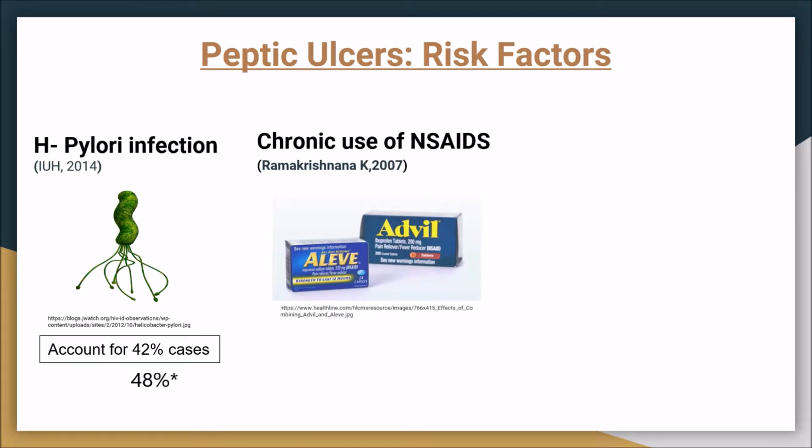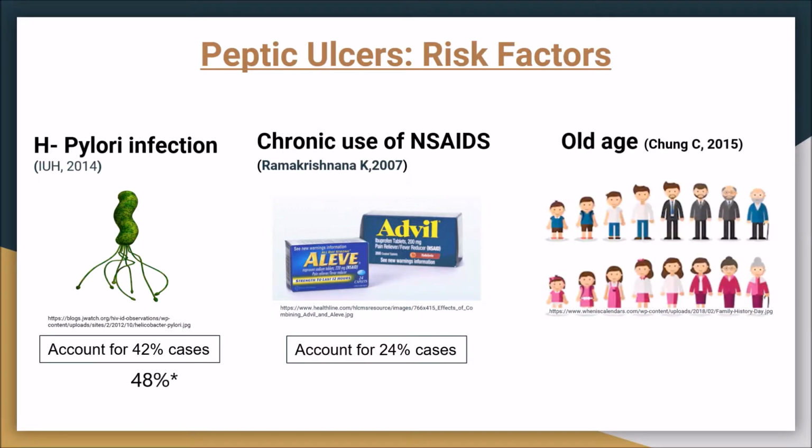The overuse of nonsteroidal anti-inflammatory drugs such as Aleve and Advil can cause irritation in the lining of the stomach, which leads to an increased chance of developing ulcers. These drugs account for 24% of the cases of peptic ulcer disease in America.